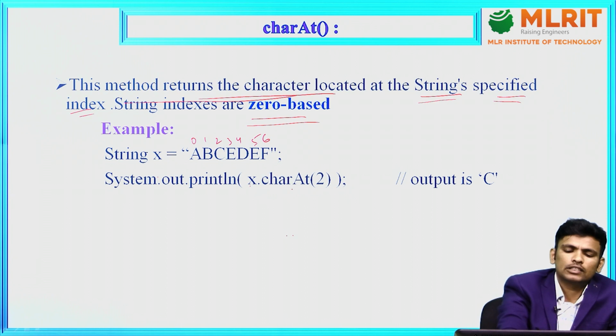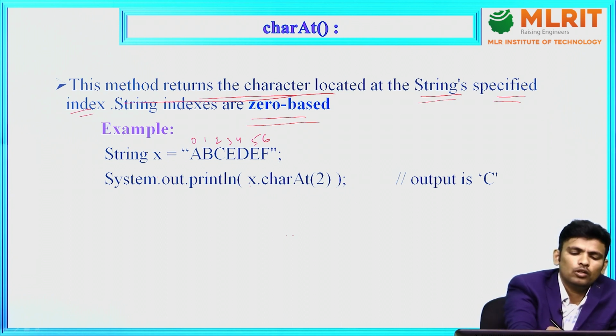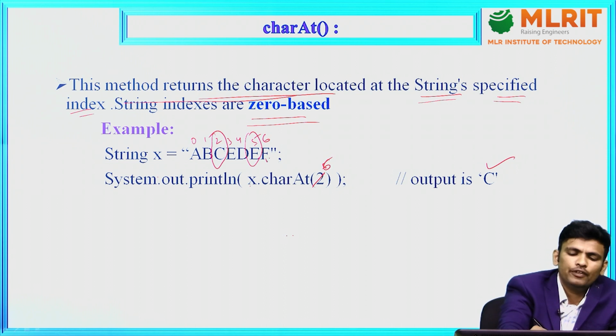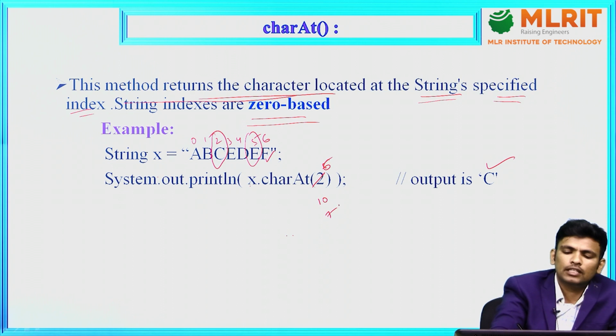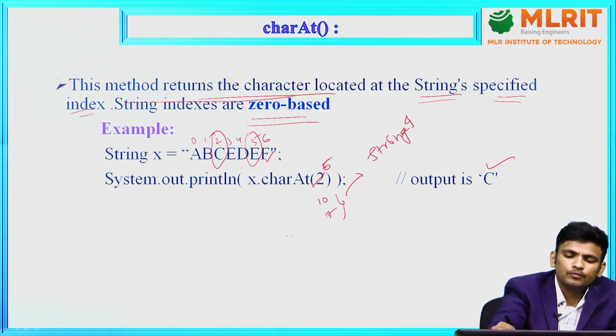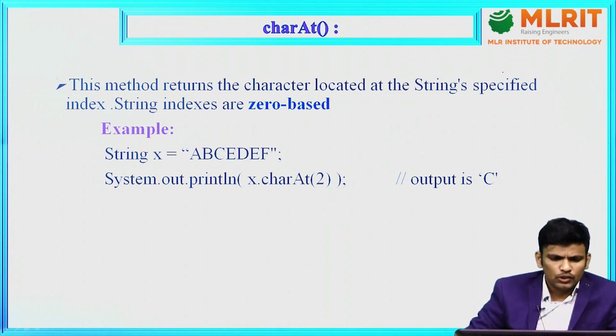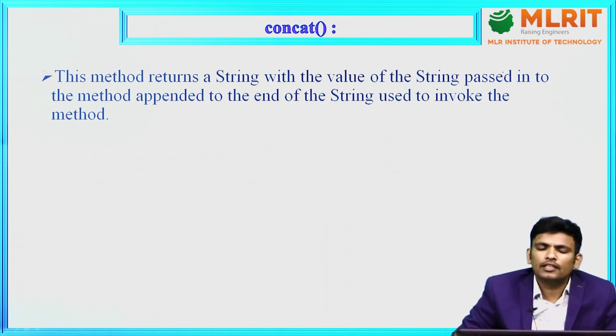Suppose you are applying x dot charAt of 2. charAt of 2 means what? Here the c will be returned. In the same way, charAt of 5 returns e, and charAt of 6 returns f. What if I pass charAt of 10 or charAt of 7? Here it will throw a StringIndexOutOfBoundsException. So as the name suggests, it returns the character at that position.